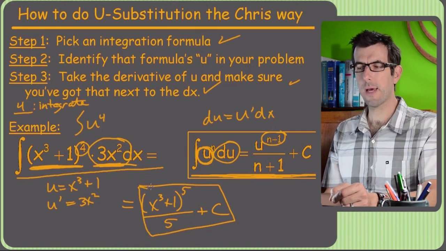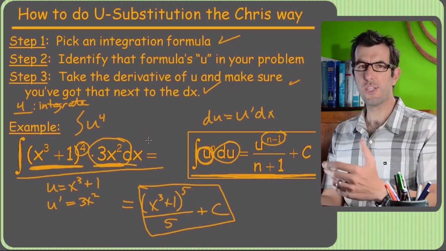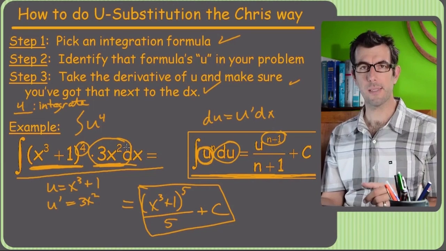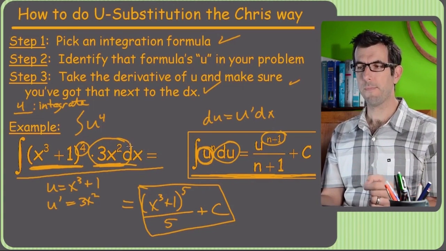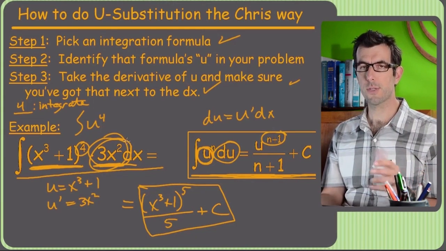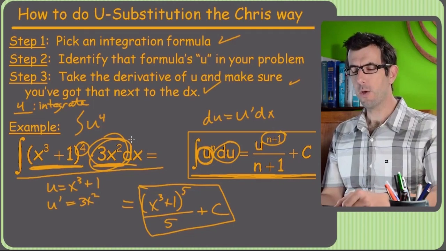Alright, so that probably seemed like a lot of hoopla we went through. A lot of checks and balances, a lot of dotting our I's and crossing our T's and double checking we had stuff. But that's how u-sub works. If you don't have the derivative of your u sitting right here, you just can't integrate, unfortunately. So there's going to be problems where you just can't integrate, which is new.